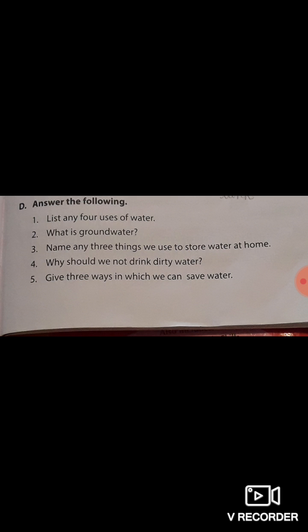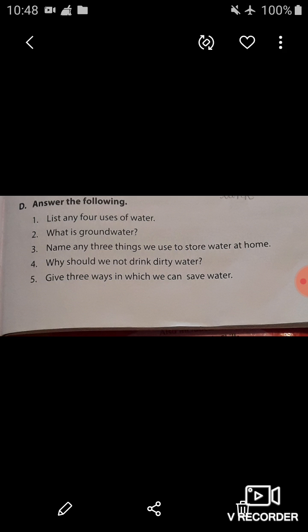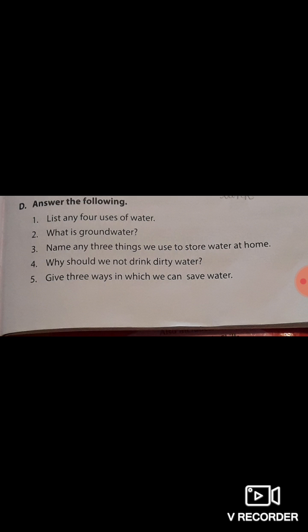Now let's come to the third question. Name any 3 things we use to store water at home. So students, here you have to name any 3 things that you use to store water at home. In the answer of the third question, you have to write tank, bucket and drum.